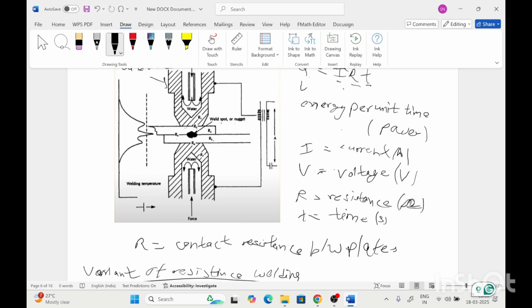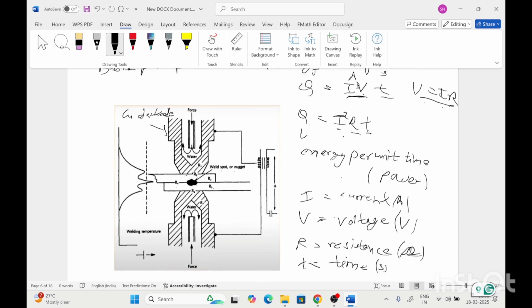In this case, which resistance are we considering? This is the schematic of resistance spot welding. These 1 and 2 are the copper electrodes, and these electrodes are also water cooled from the inside. There are many resistances in this picture. The first resistance is the electrode resistance, but it is a copper electrode, so the resistivity of copper is very less.